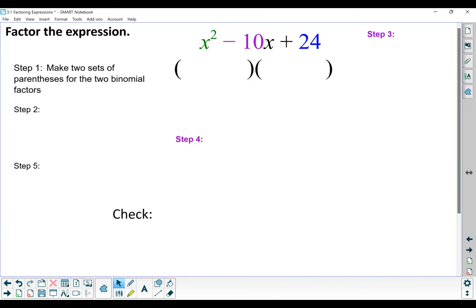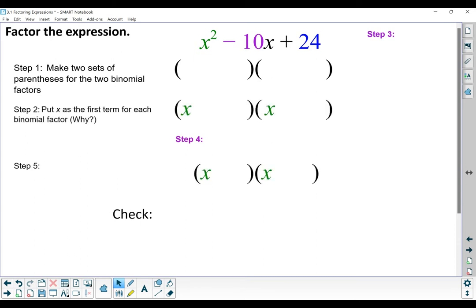So the first step is that you make your sets of parentheses for your binomial factors. Then think about that leading term, x squared, and put an x as the first term for each binomial. After you do that, you're going to shift your attention over to the ending number, the constant term, the 24 in this case. And if you can think about the factor pairs in your head, that's fine.